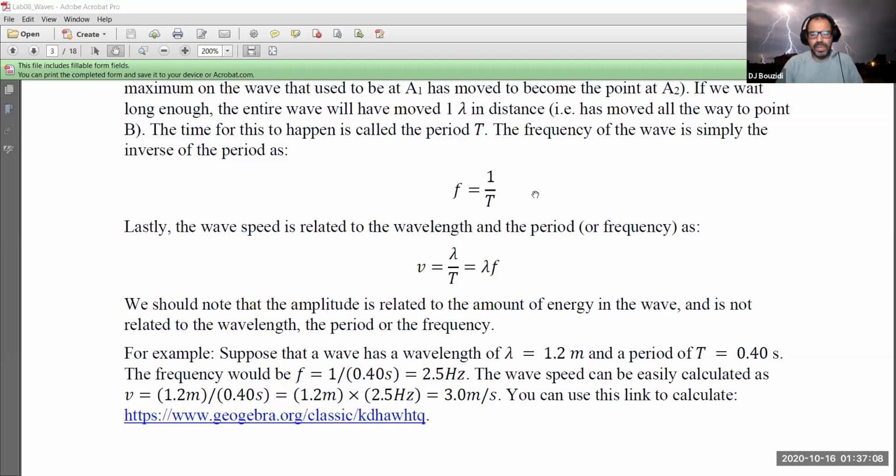These are related to just the type of medium that you have in question. The wavelength, frequency, and the wave speed are related to the medium where the wave is waving, basically. But the amplitude depends on the source.